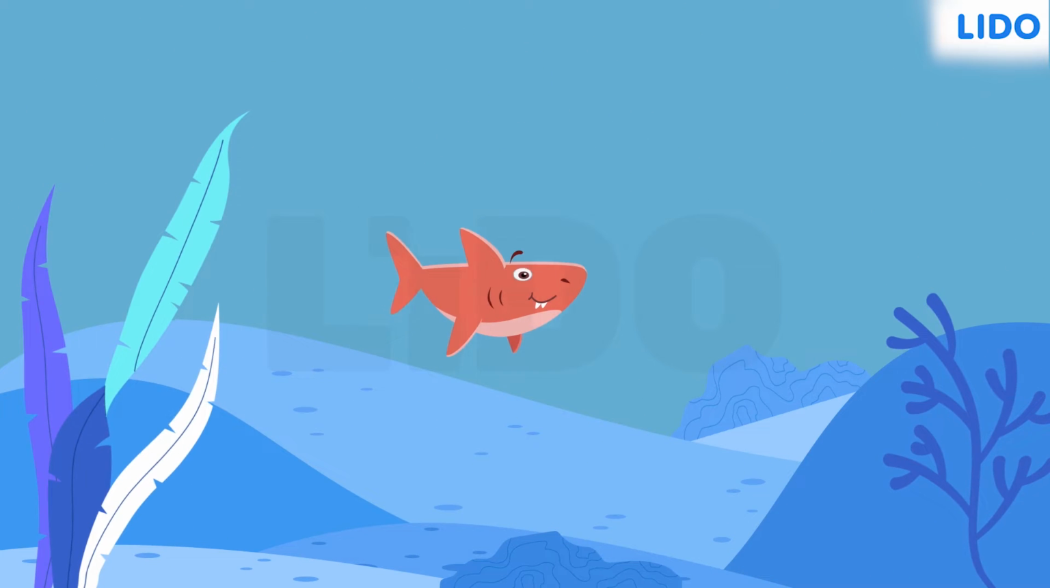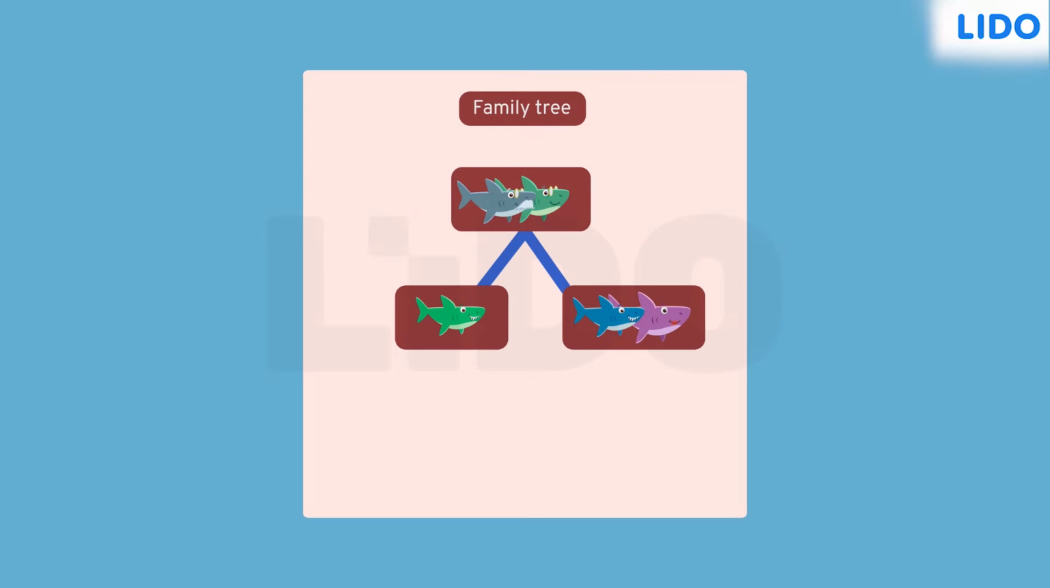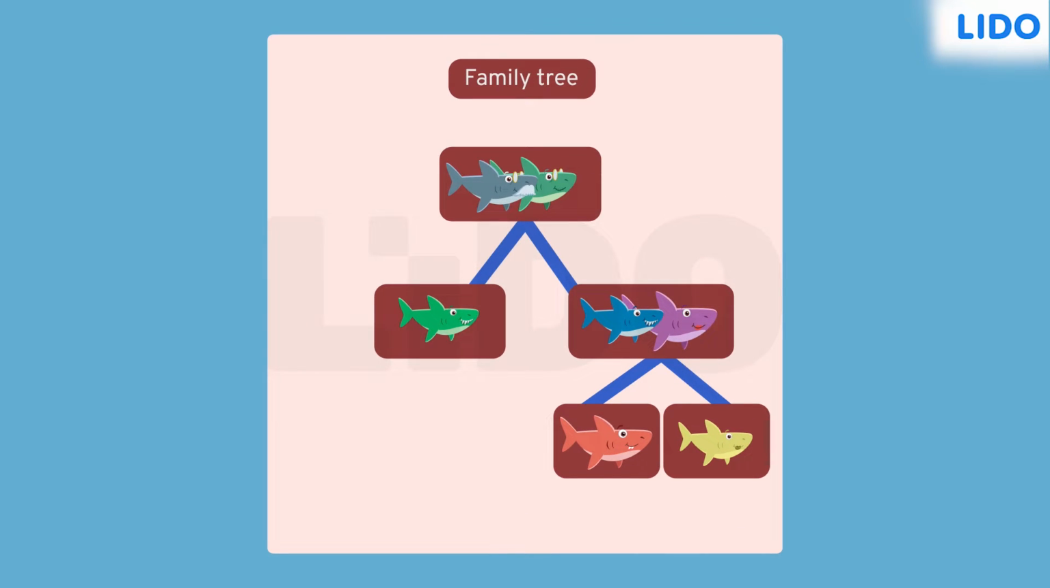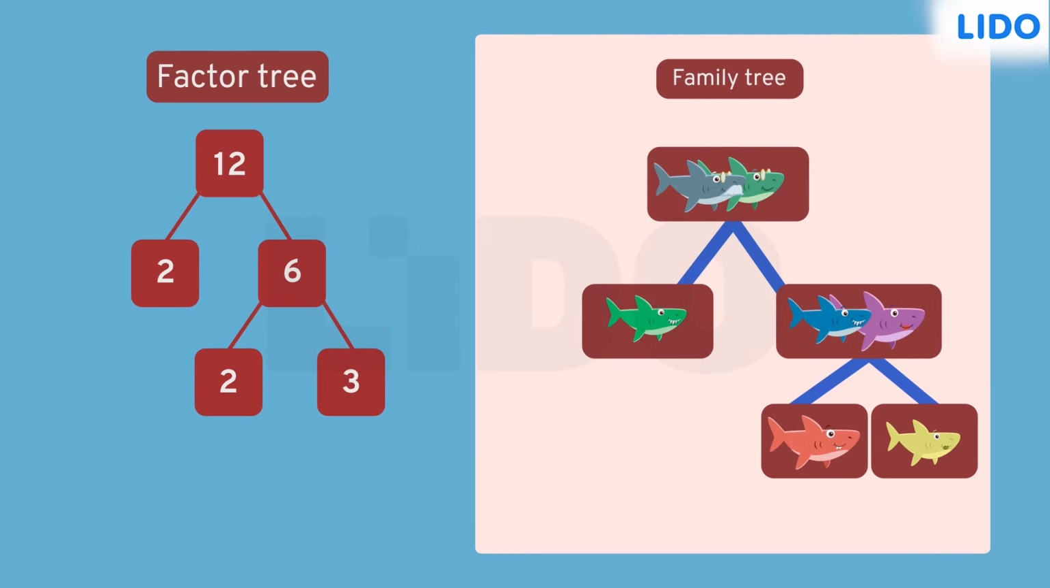Hey friends, meet Nono. He is busy making his family tree. He begins the tree with a picture of his grandparents, then his parents, and finally he pastes his own picture. His family tree is now ready. This family tree reminds me of the factor tree that we use in maths to prime factorize the numbers.